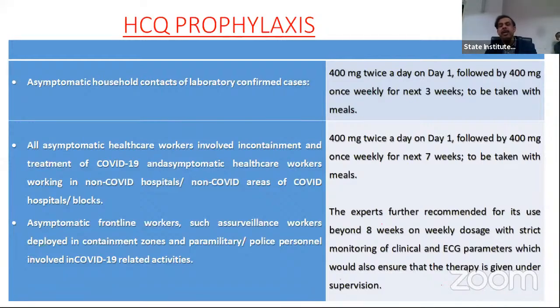After 7 weeks, if the healthcare worker or frontline worker wants to continue it, he or she can do it only after consulting the doctor and after proper clinical and ECG parameter evaluation.